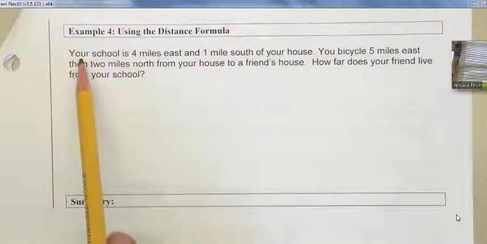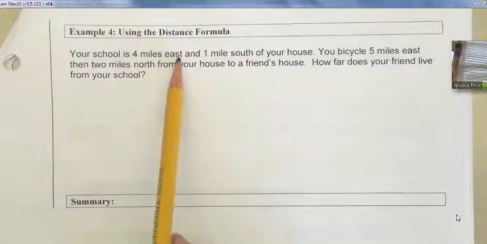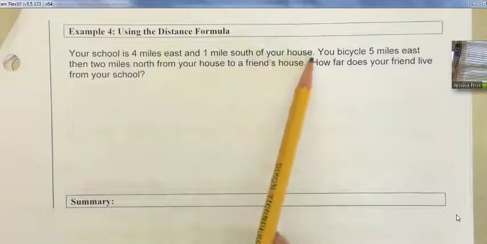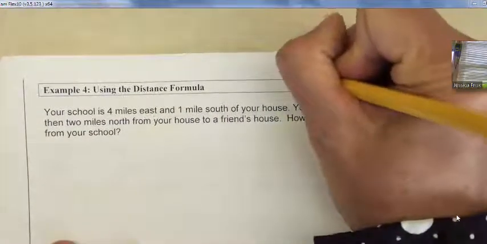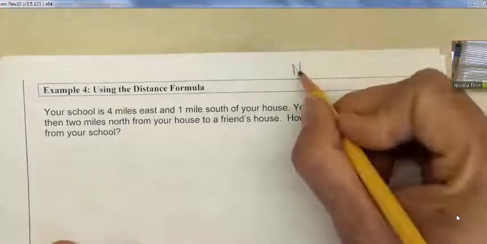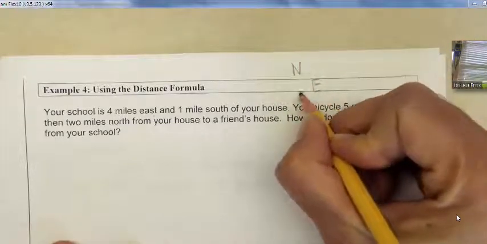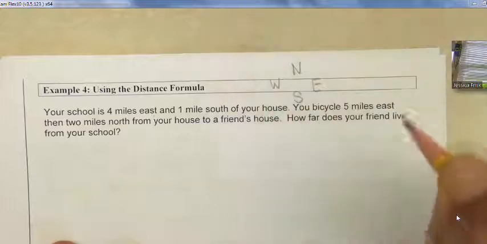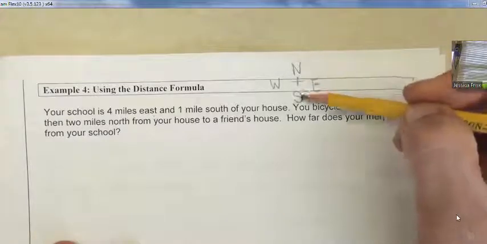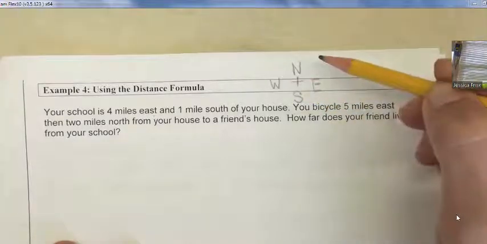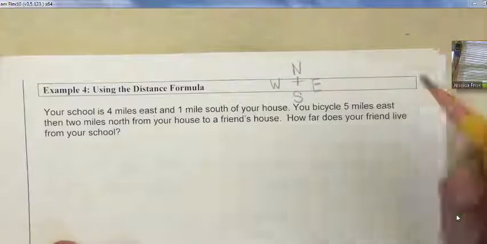All right, your school is 4 miles east and 1 mile south of your house. So hopefully you guys have some idea of your geography. So north, then east, then south, then west. So it kind of looks like that. Some of you guys learned "never eat shredded wheat" or "never eat soggy waffles." I know there's a whole bunch of things that you can make up.